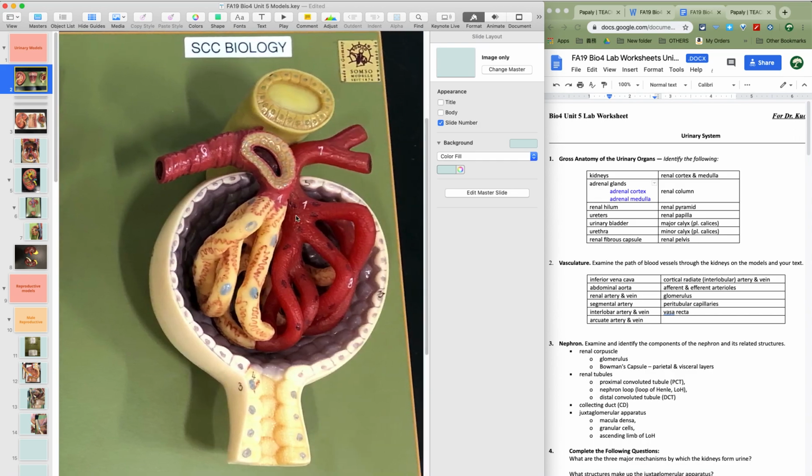Now, whatever stuff isn't filtered into the Bowman's capsule will continue flowing into the afferent arteriole.